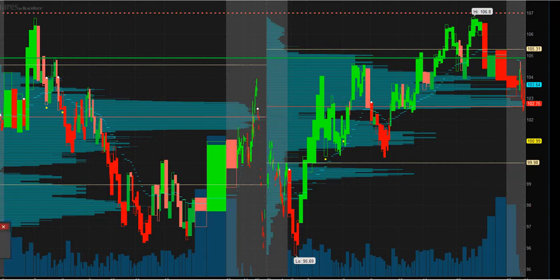Hey traders, Nick Shaheen here looking at the small caps. IWM is the ETF, RUT is the index. This is the ETF. This is today's action intraday.